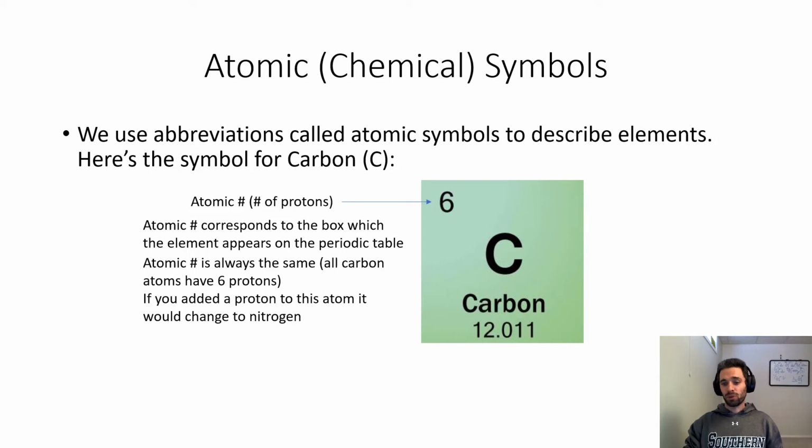If you add a proton to this atom, we would have 7 protons. And when I have 7 protons, it is no longer carbon, it is nitrogen. Conversely, we could take away a proton and that would change the identity of the element. Case in point, the number of protons will always be the same for the same element, and if we change that number, we actually change the element's identity.